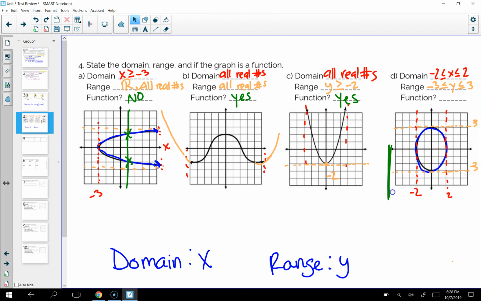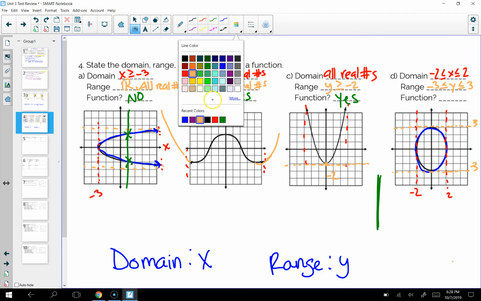Alright, is it a function? I'll take my vertical line, go through it. Uh-oh, it's touching twice. Oh man, this whole thing. Yeah, so this is not going to be a function. It is touching my vertical line more than once at a time. So this guy is going to be a no.